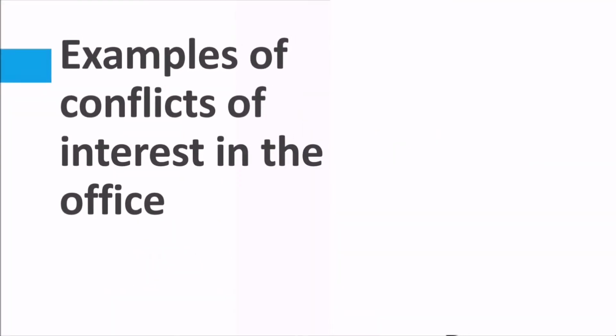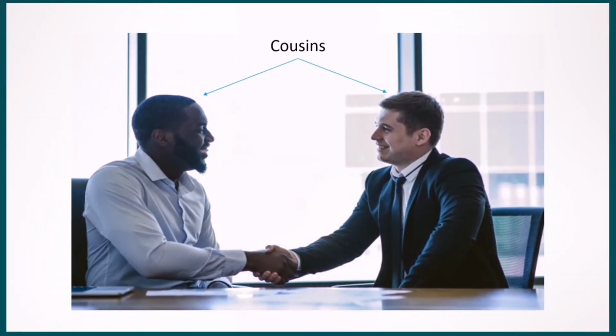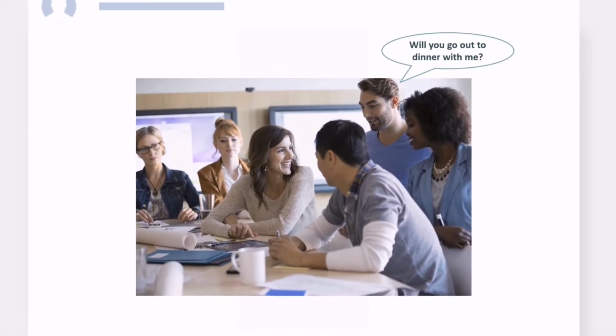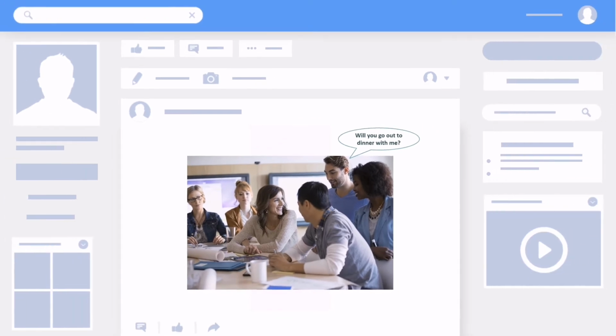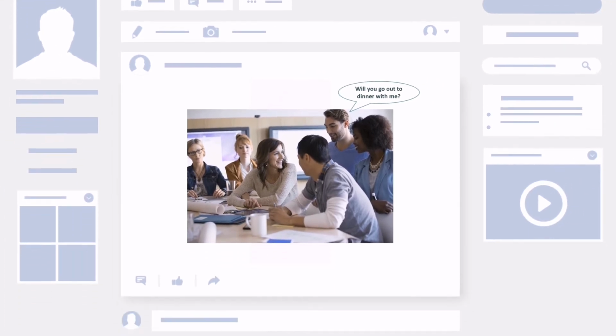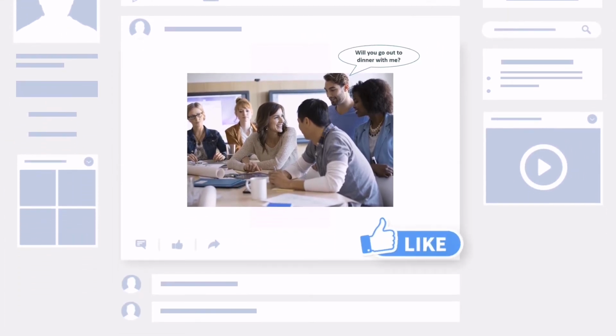Here are a few examples of conflicts of interest in the office. It is best that we avoid these situations from happening and affecting our employment in the company we work for. An employee reports to a supervisor who happens to be a relative or close friend, and this person has control over the employee's job responsibilities, salary, and promotions. A manager, regardless of gender, asked a subordinate, again of any gender, out on a date.